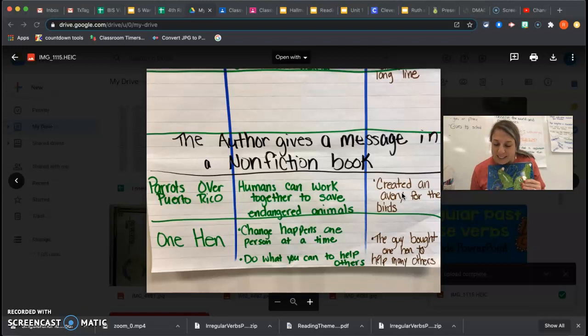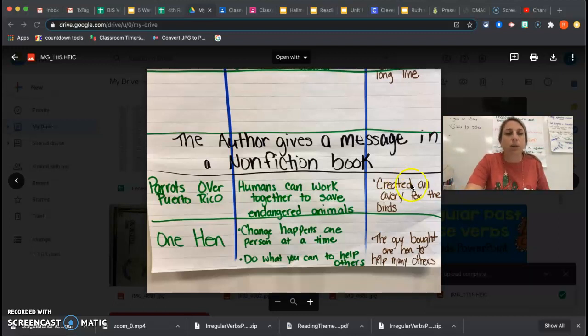Some animals are endangered because of the actions of the humans. So that's a big idea that maybe the author wanted us to learn, that some animals aren't living their best life or are going endangered because of the actions of humans. So that's the big idea that he wants me to understand.